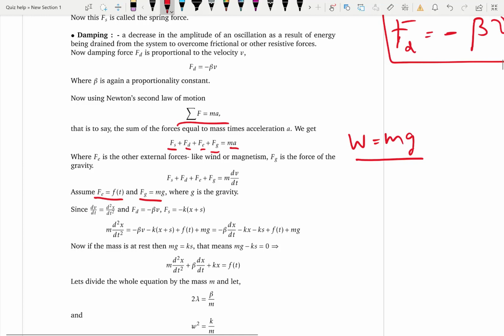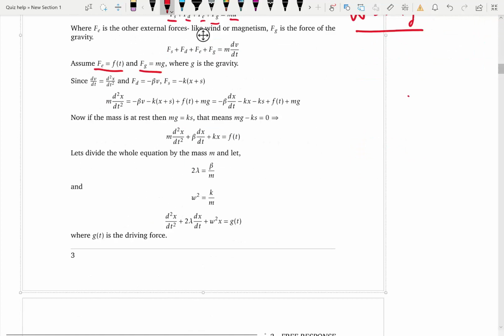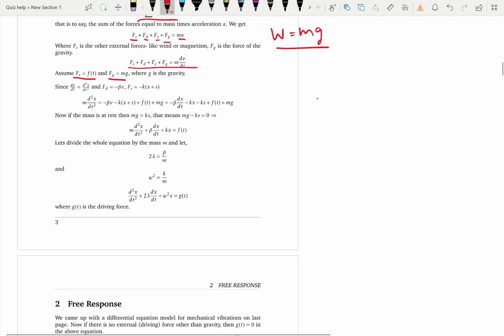Okay, so that's two different things. You have to read carefully, just a heads up, okay? G is the gravity, of course. So when you have all these forces, we have this equation, not differential yet, well, sort of.